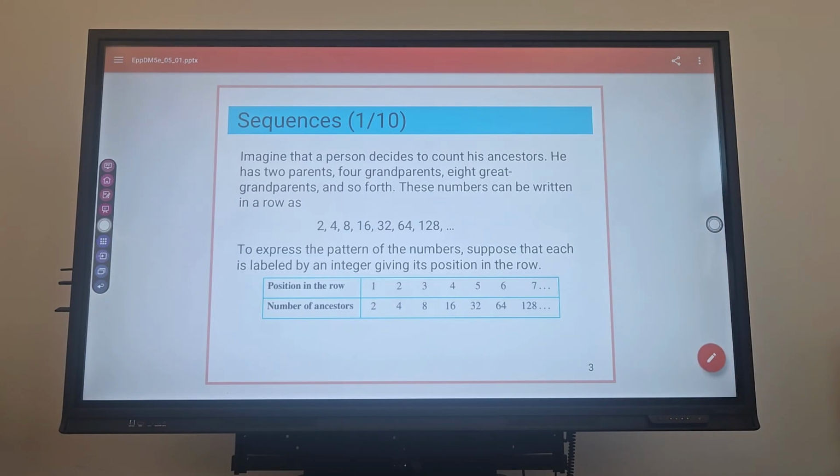Imagine that a person decides to count his ancestors. He has 2 parents, 4 grandparents, 8 great-grandparents, and so forth. These numbers can be written in a row as 2, 4, 8, 16, 32, 64, 128, etc. To express the pattern of the numbers, suppose that each is labeled by an integer given its position in the row, like here.